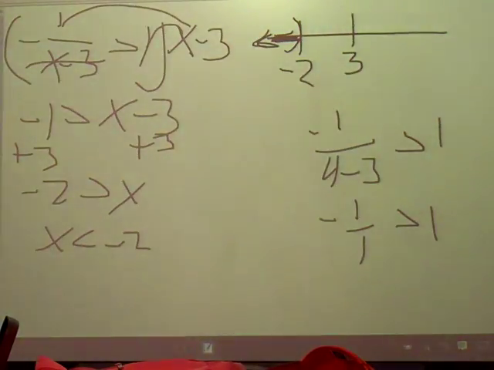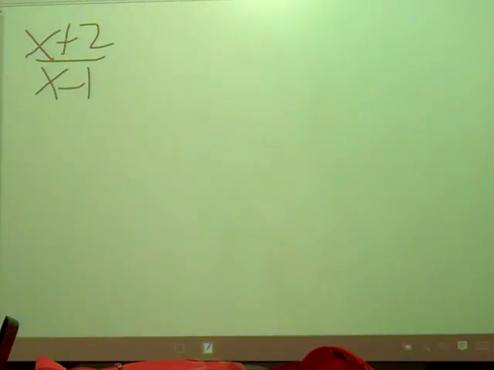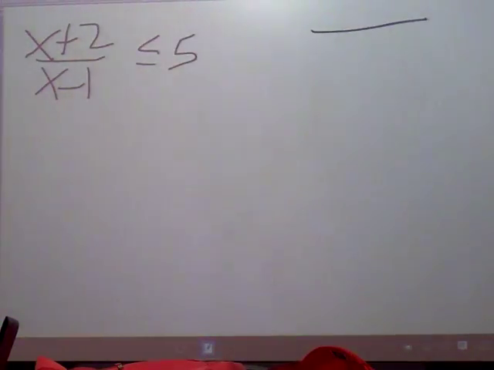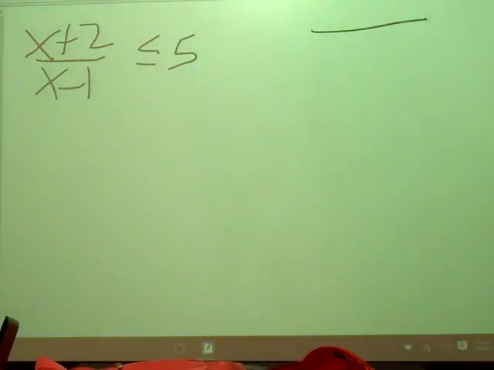Alright, let's look at another one. To get this one knocked out without me messing you up, be the goal here. I got x plus 2 over x minus 1 is less than or equal to 5. Right off the bat, look at your denominator and tell me what x cannot be. 1. Very good. So I know I'm going to be concerned with a 1.